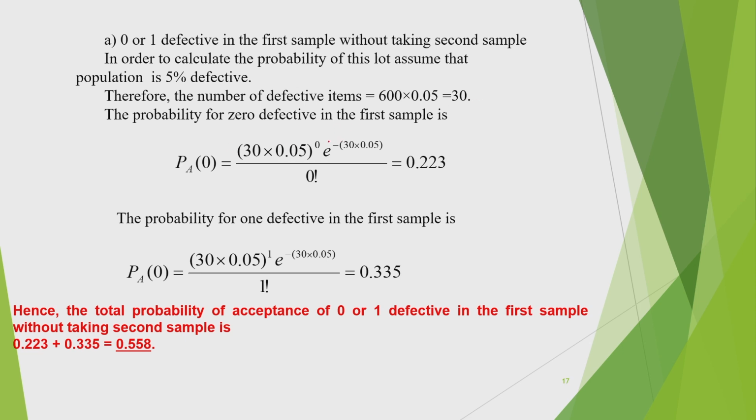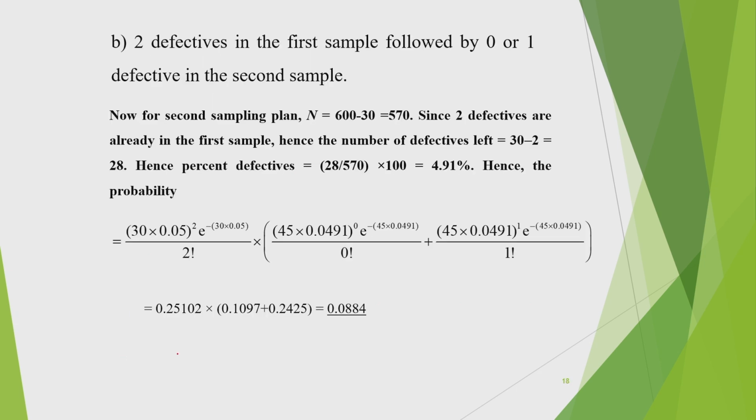The probability of 0 defectives in the first sample is Pa(0), 30 into 0.05 to the power 0, and that comes to 0.223. Probability for 1 defective in the sample, this is Pa(1). So instead of 0 we put 1 and this comes out to be this value. Hence the total probability of acceptance of 0 or 1 defective in the first sample without taking a second sample is 0.558.